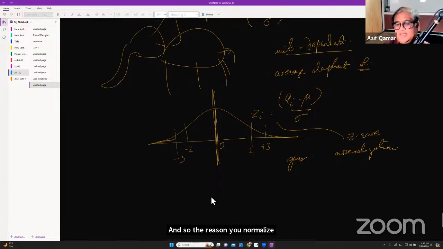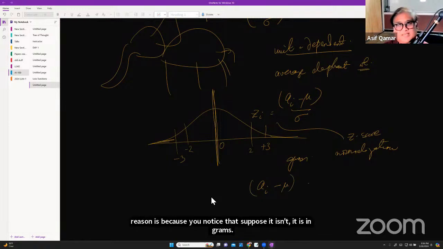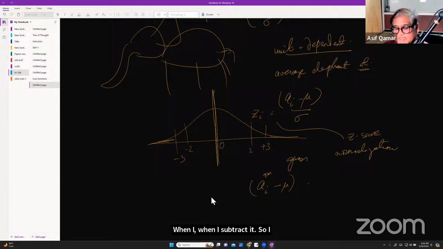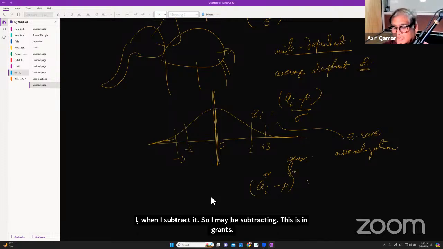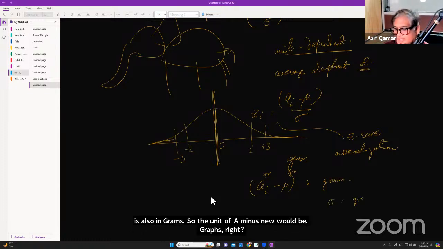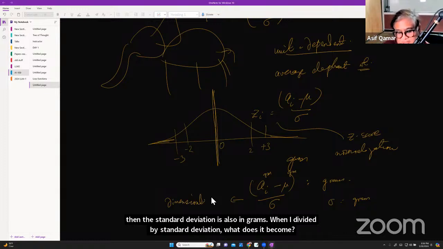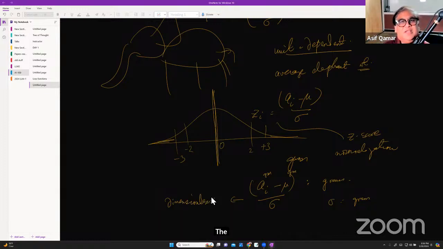And so the reason you normalize mathematically is because, suppose it is in grams. When I subtract, this is in grams, this is also in grams. So the unit of A minus mu would be grams, right? But then the standard deviation is also in grams. When I divide it by standard deviation, what does it become? Dimensionless. So it becomes invariant of the unit. It doesn't matter whether the unit was grams, kilograms, or ton.